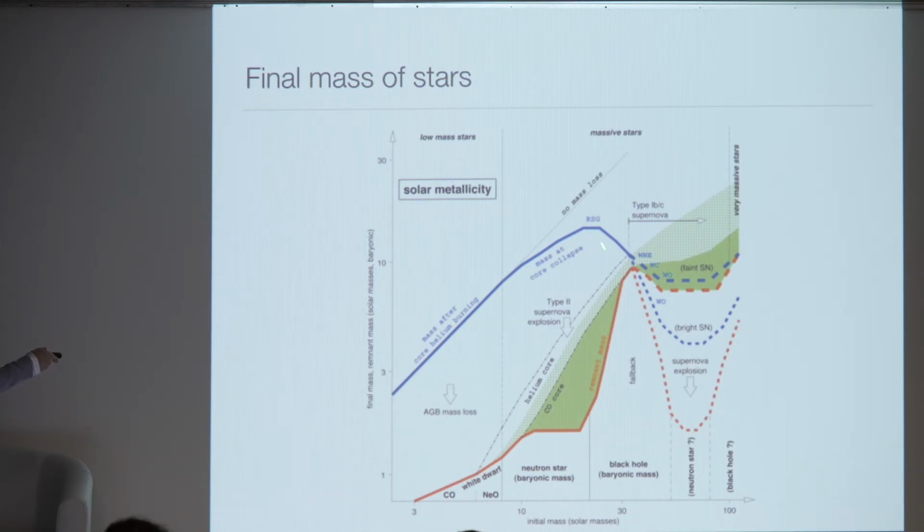So from some point it loses a lot of mass, and then basically the star will explode or die as a Wolf-Rayet star, a star without any hydrogen. And of course as the mass gets higher, you lose more mass, and the final mass may be smaller.